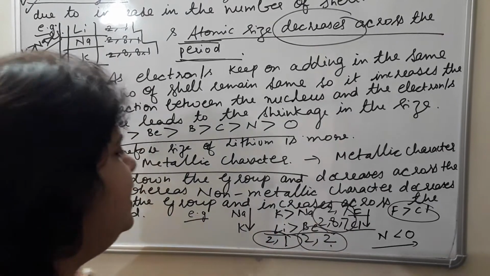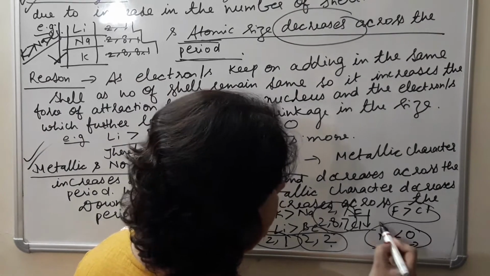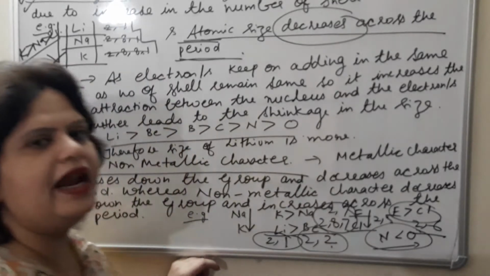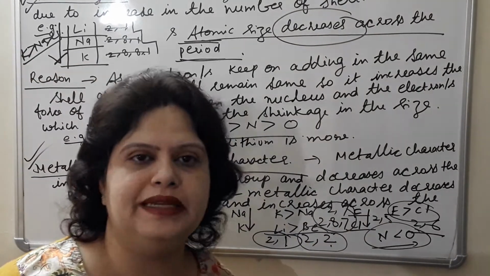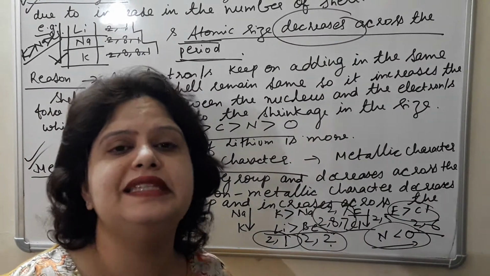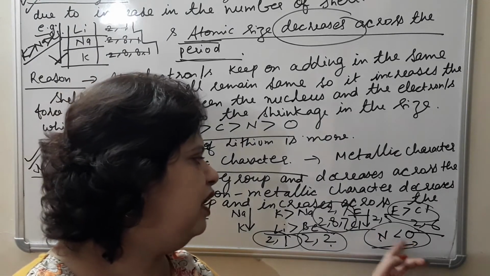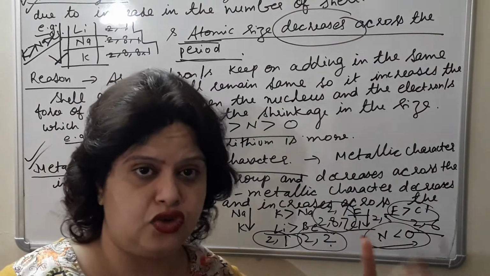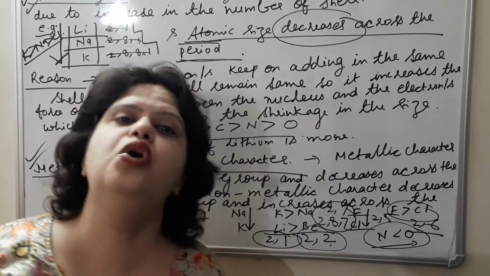And in the same manner, if I take an example across the period, nitrogen and oxygen, nitrogen is 2,5, this is 2,6. So how many electrons does nitrogen require to get stable? Nitrogen requires 3 electrons to get stable, oxygen requires 2 electrons to get stable. So out of these two, which one is more reactive? Because oxygen requires 2 electrons, a lesser amount of energy is required, so it is more reactive as compared to nitrogen.